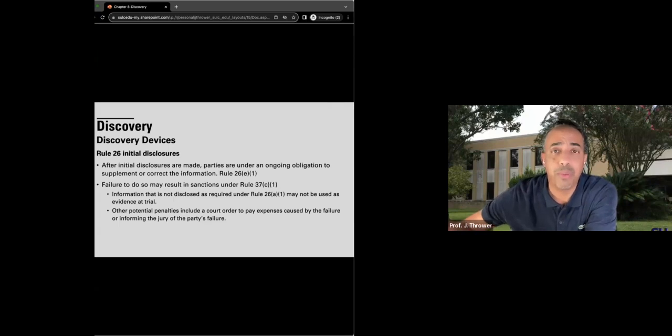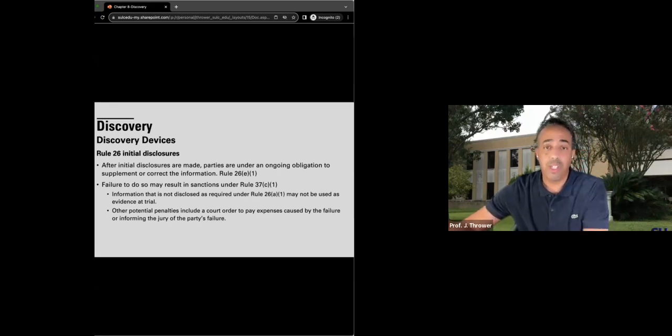So that's a fairly severe penalty if a party fails to disclose information or supplement that information on an ongoing basis. Additional penalties also may be applicable. Examples of additional penalties that parties could be assessed include the court ordering the failing party to pay expenses caused by their failure, or the jury being informed of this party's failure to disclose.